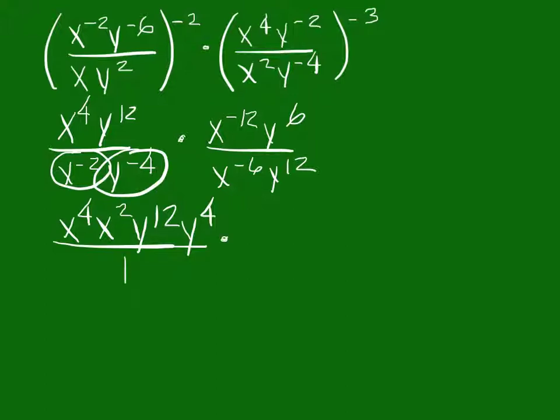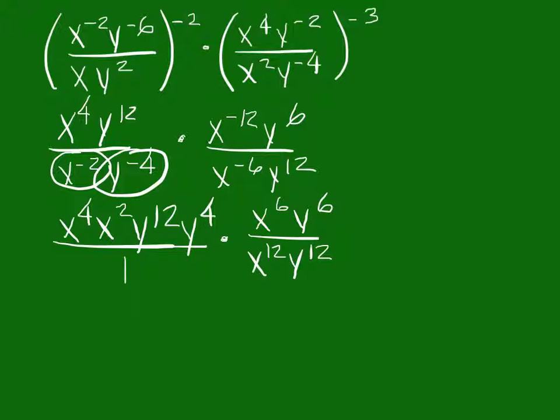On the next expression, you have to do the same thing. X to the negative 12th on top must go to the bottom, becomes positive. X to the negative 6 from the bottom goes to the top, becomes positive. Your y to the 6th and y to the 12th stay where they're at because they are both positive.